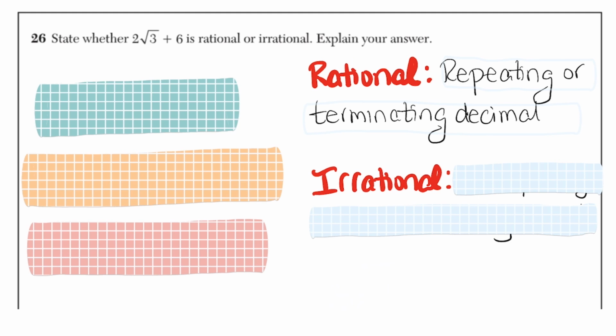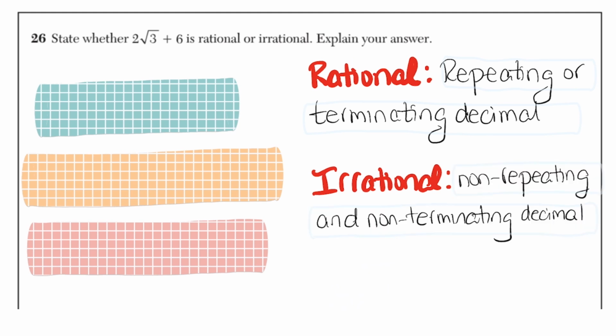On the other hand, irrational numbers cannot be written as a ratio of 2 integers. As a decimal, they are not repeating and not terminating. It's not going to do either of those things. The most common example is pi. Everyone knows pi as a value that never stops and never repeats. That is what an irrational number looks like.